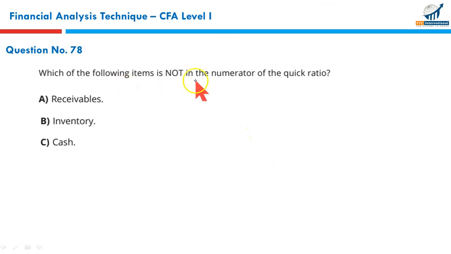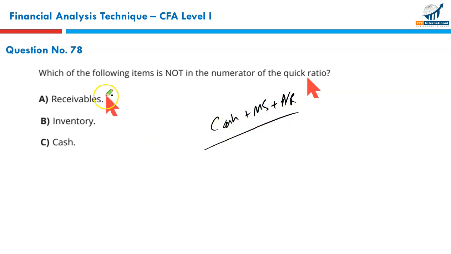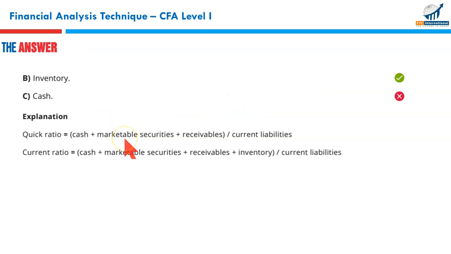Which of the following items is not in the numerator of the quick ratio? Numerator of the quick ratio. When you say quick ratio, it means you're talking about cash, marketable securities, and account receivables. So receivables are there, cash is there, inventory is not in there. B. B is the right answer. Moving on.